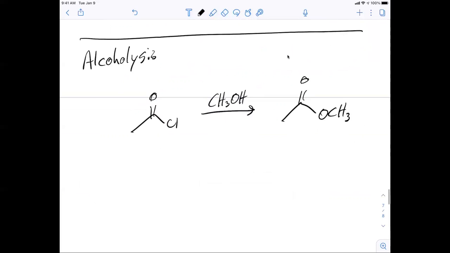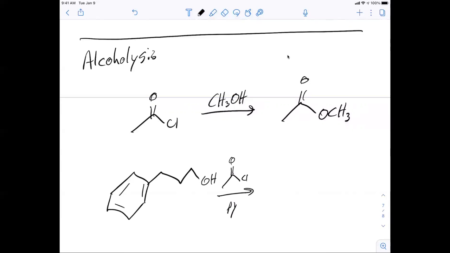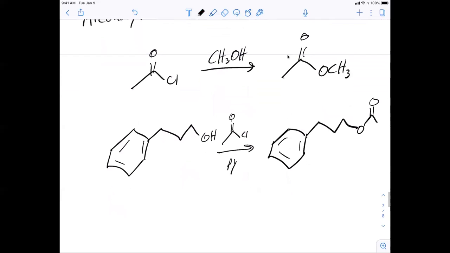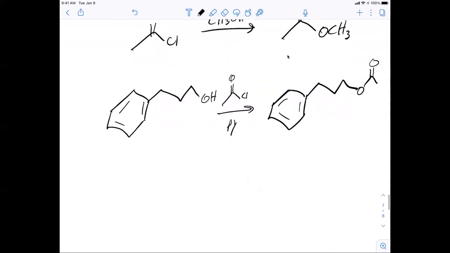The way you often see this done is you have some kind of big fancy alcohol, and you see it inverted a little bit, sometimes with pyridine shown. But it's the same reaction, right? It's just where is the alcohol? Instead of taking the chloride and now adding the alcohol, we're taking the alcohol and adding the chloride. Same mechanism as we saw before.